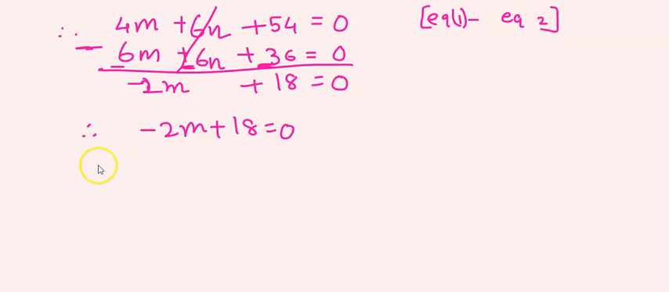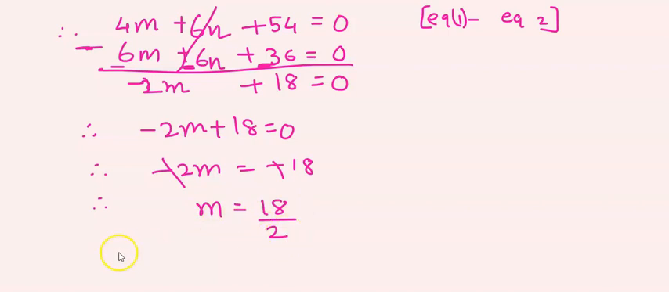Therefore, minus 2m equals minus 18 if I take plus 18 to the other side. Therefore, the minus sign got cancelled. m = 18/2. Therefore, we got m = 9.